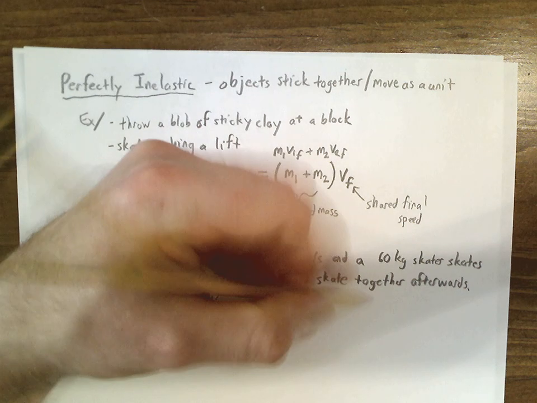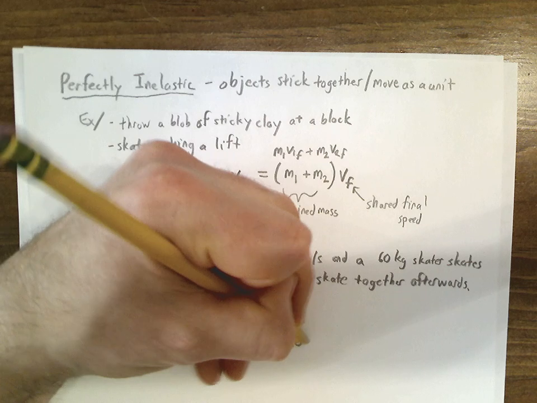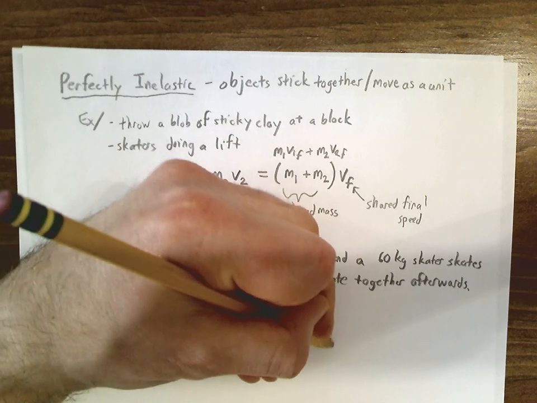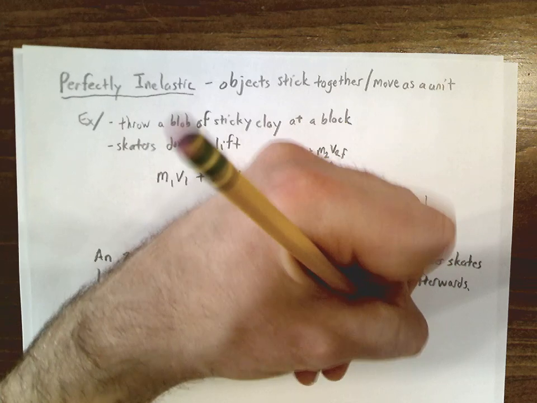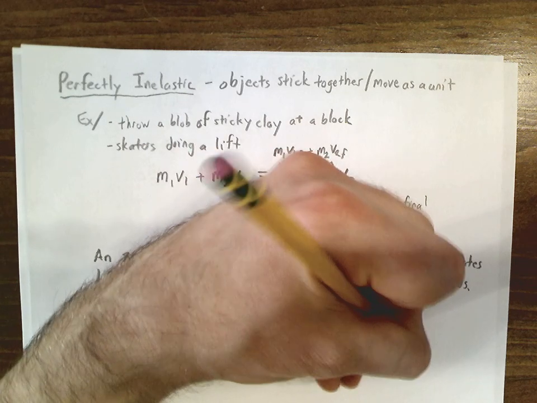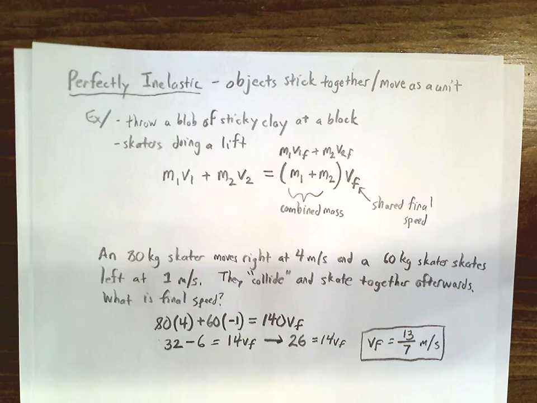That gets us to 26 equals 14 V final. V final is equal to 13/7 meters per second. You can simplify that in your calculator if you want.